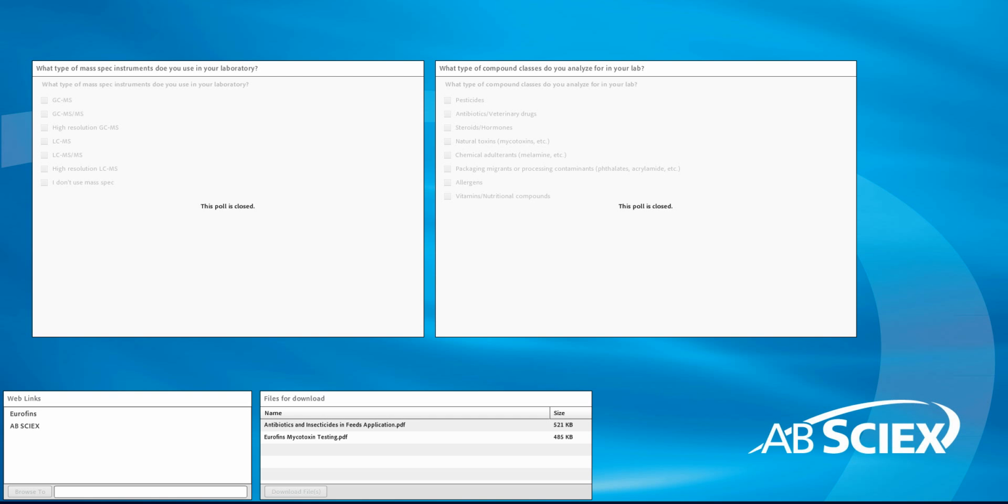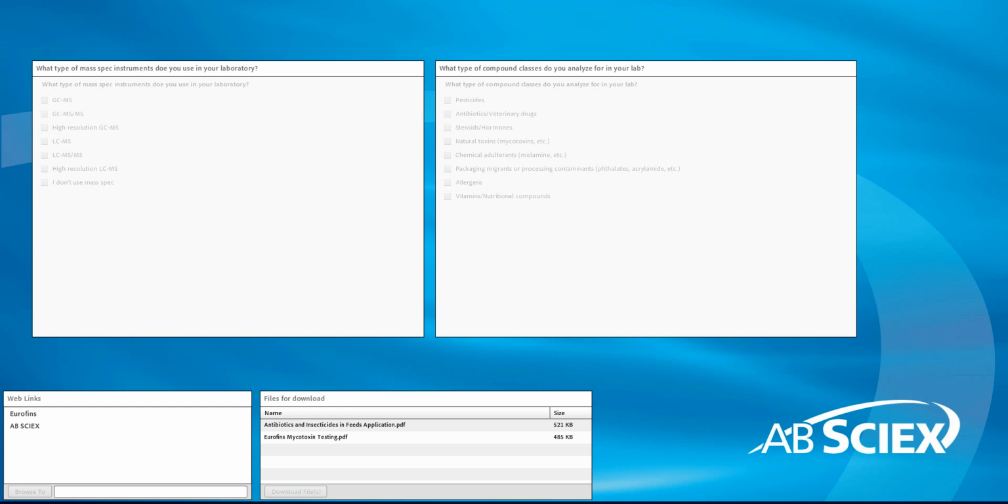And it looks like, as far as the type of mass spec instruments that you're using in your labs, most of you are using LC-MS/MS with a mix of GC-MS and some of the other mass spec systems, and a handful of people not using mass spec at all. And the type of compound classes looks like a mix between pesticides, antibiotics and veterinary drugs, and natural toxins as the leaders, with some others doing chemical adulterants and vitamins and nutritionals. Andre, do you have any comments or anything you want to say about the polling results?